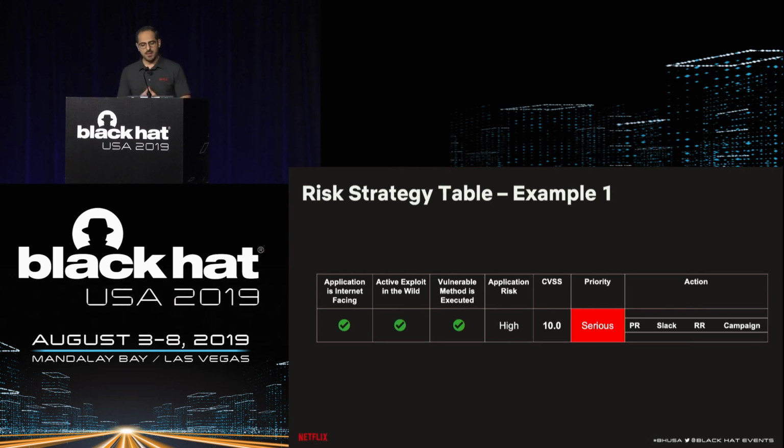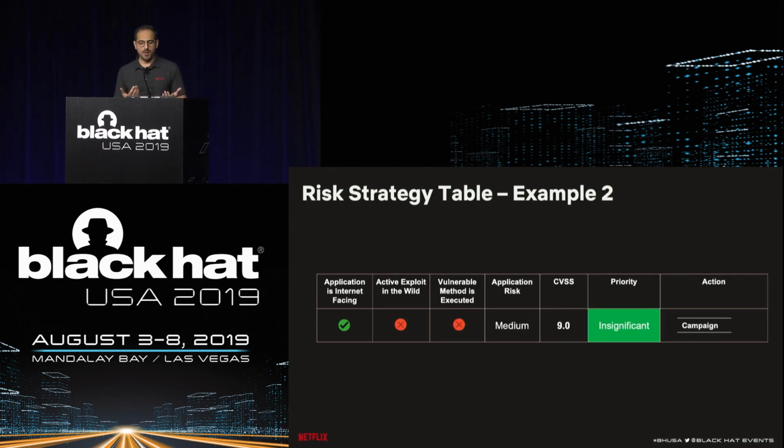So let's take an example of what the risk strategy table looks like. This is a very trivial example. You have an app that is internet-facing, and there's an active exploit in the wild for that particular version. And the vulnerable method is actually executed. And the application risk is high, and the CVSS is 10. That is a really serious problem that we need to take care of as soon as possible. And so we issue things like PRs, campaigns, and Slack messages. I'm going to talk about that also later.